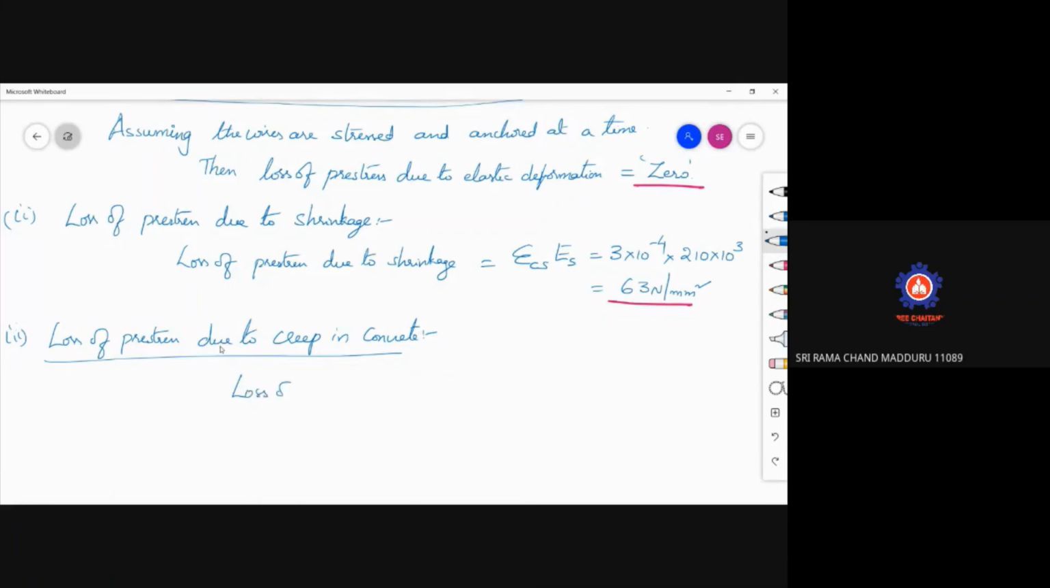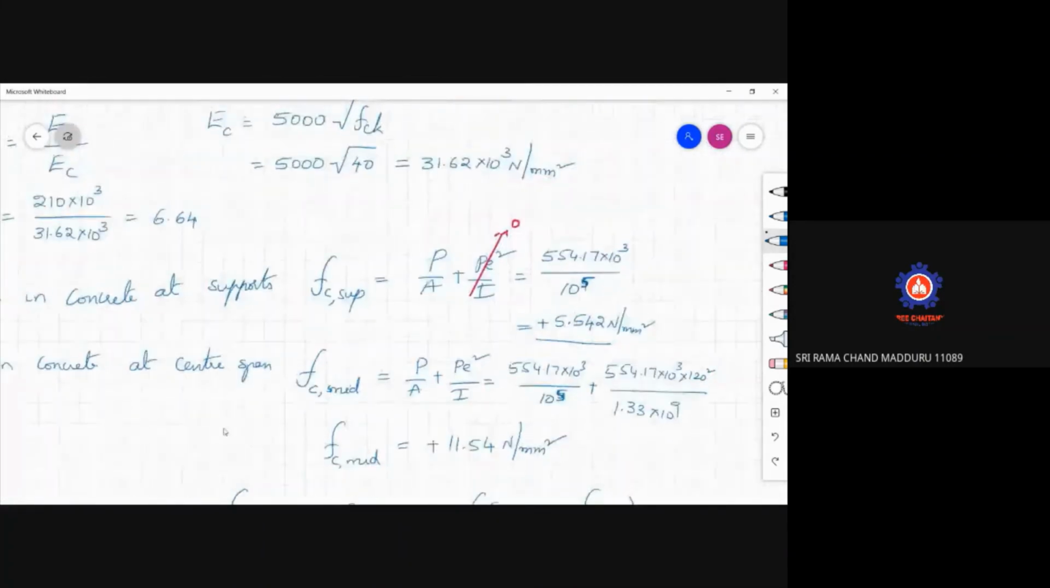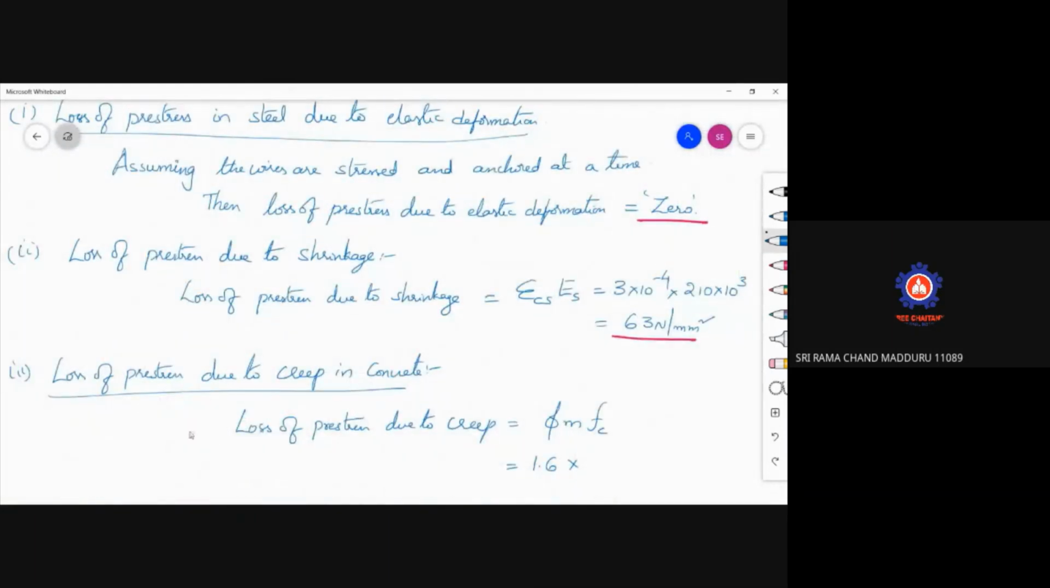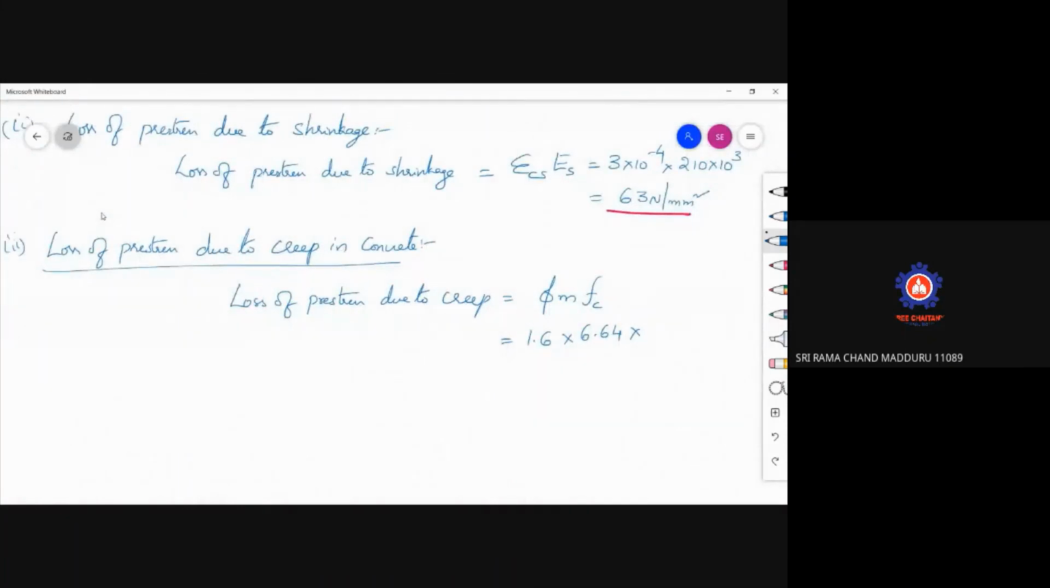So the creep coefficient is already given. So the loss of pre-stress due to creep is equal to phi into m into Fc. That's it. The creep coefficient phi is 1.6, and the modular ratio m we just calculated as 6.64. So modular ratio is 6.64 into Fc. That is Fc average you need to consider, which is 9.54. So that will give you the loss of pre-stress due to creep in concrete.